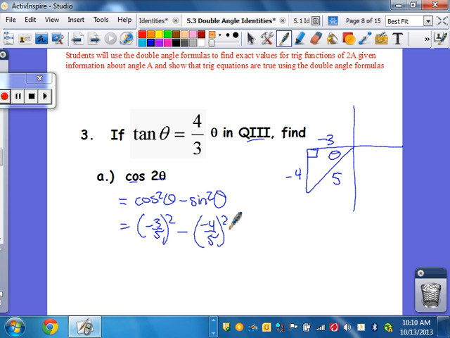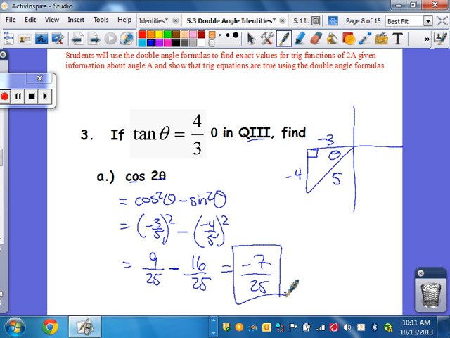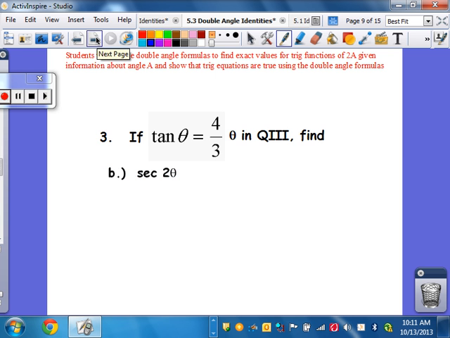-4/5 squared. What you need to keep in mind now is -3 squared is a positive. So each of these inside turns positive. So it's going to be 9/25 minus, this turns positive, so 16 over 25, and then 9 minus 16 is negative 7 over 25. I just wanted to show you one of every type of example that I possibly could.